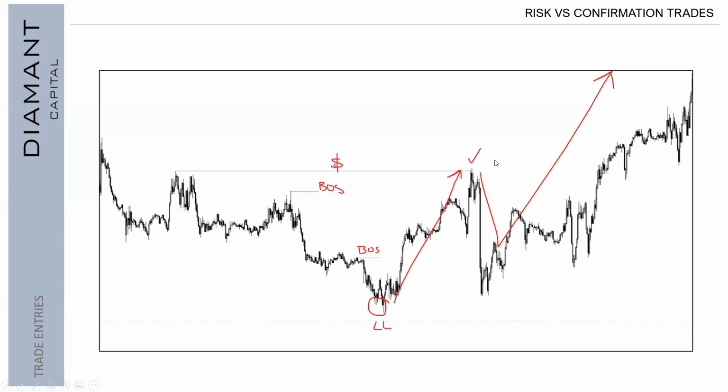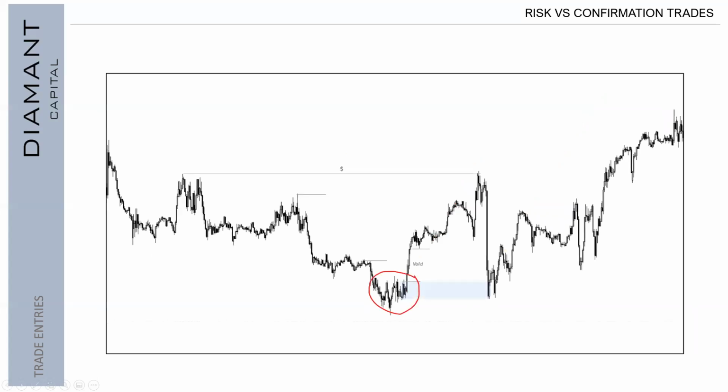Okay, so now we've confirmed we've got two break of structures up. We've got liquidity at the top, this lower low, and this is the higher high in a way. Now we're expecting to have a higher low. And that's exactly what we've got here.